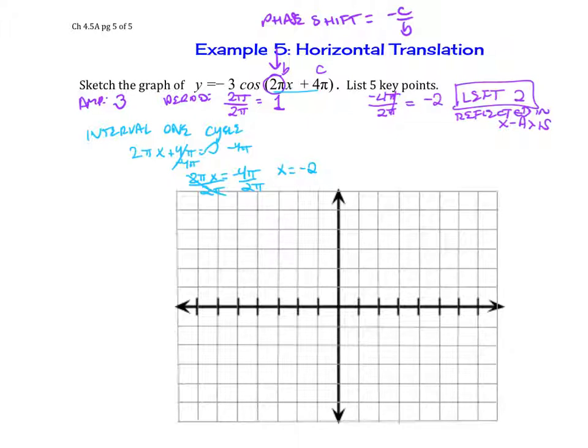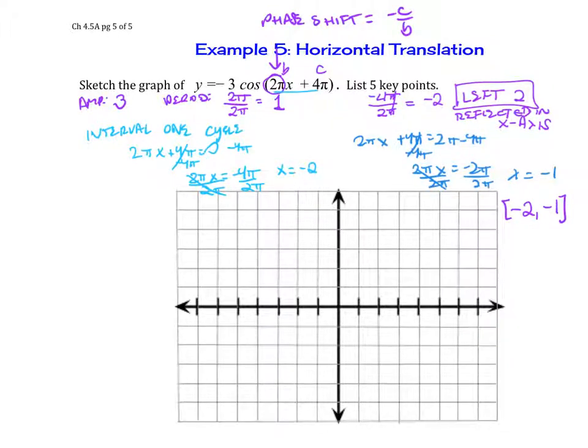Now let's figure out the right side. So the right side, we're going to do 2 pi x plus 4 pi, and that equals 2 pi. So subtract 4 pi. So 2 pi x equals negative 2 pi divided by 2 pi. So x equals negative 1. So one period is going to be between negative 2 and negative 1.